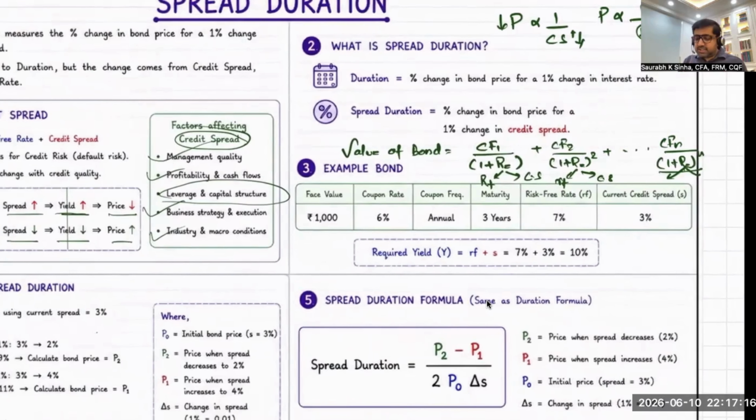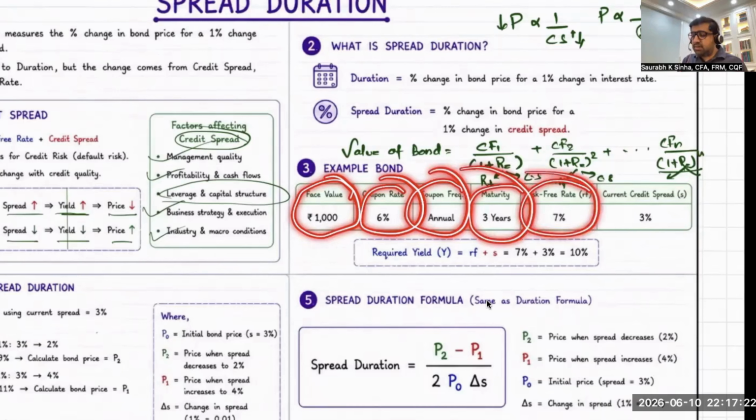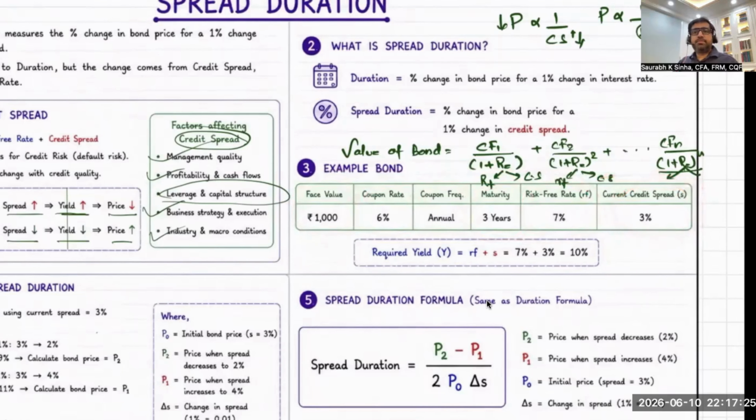Assume there is a bond which has the face value of 1000, coupon 6%, coupon frequency annual, maturity 3 years, risk-free rate 7%, and credit spread as 3%. If you have to find the spread duration, what will you do? You will change the spread to 4% and 2% and recalculate the bond price. And then you will observe the change. So, won't it be very similar to the formula that we derived for duration, which was (P2 minus P1) upon (2 P0 del Y)? Instead of del Y, I would write del S, right?